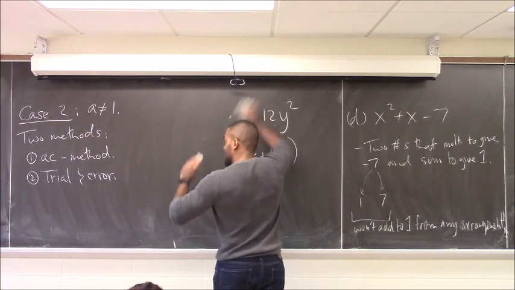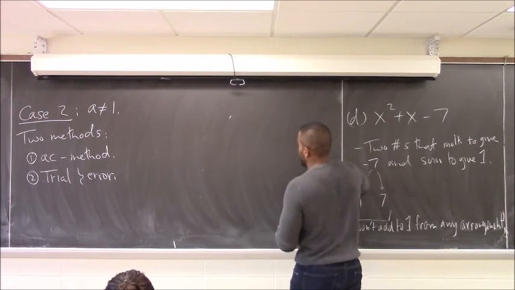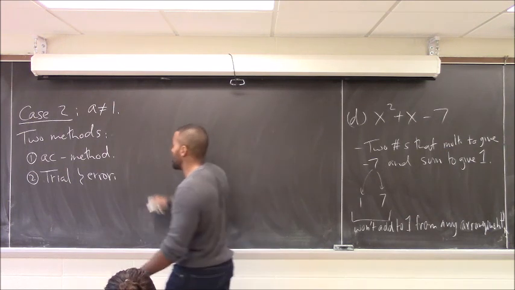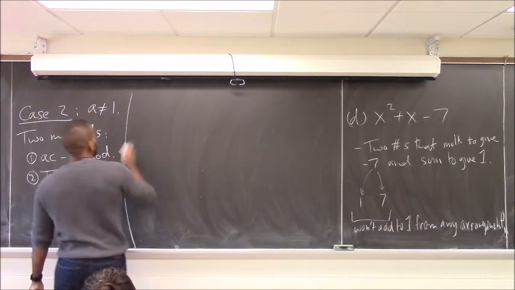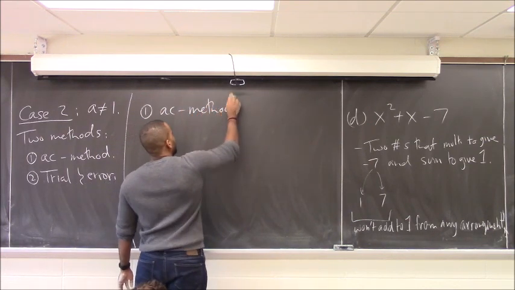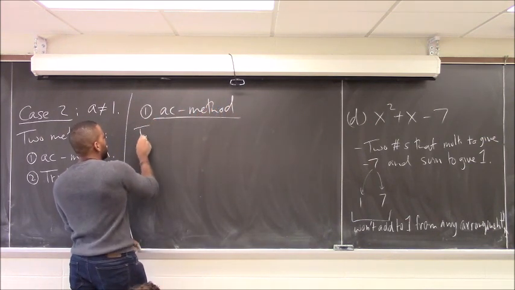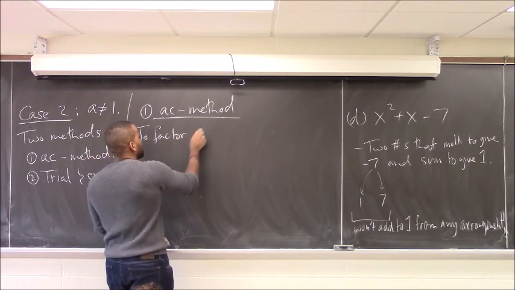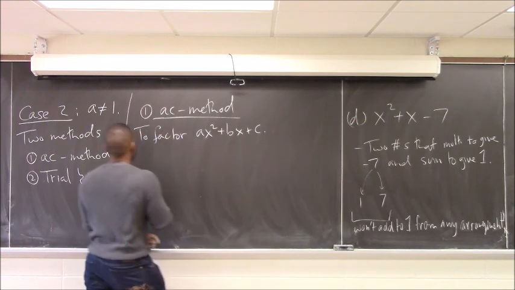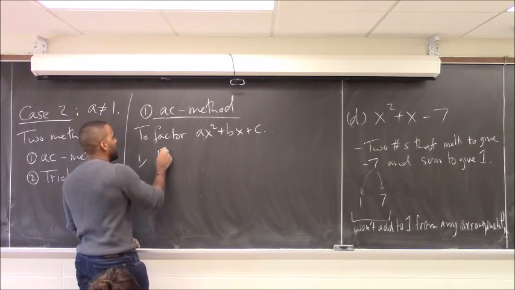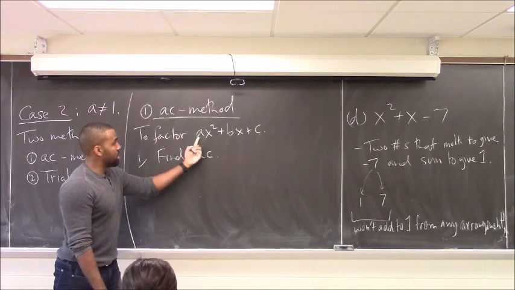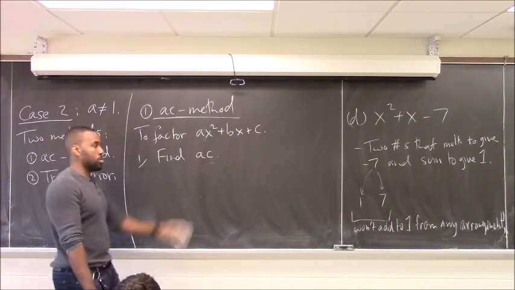But for now, there's a standard procedure on how to attack this situation called the AC method. It's the kind of brain dead method when you don't want to do too much thinking. Let's talk about the AC method. So to factor, one, find AC. That's why it's called the AC method. You're going to take the number here, multiply the number there, and create another number.